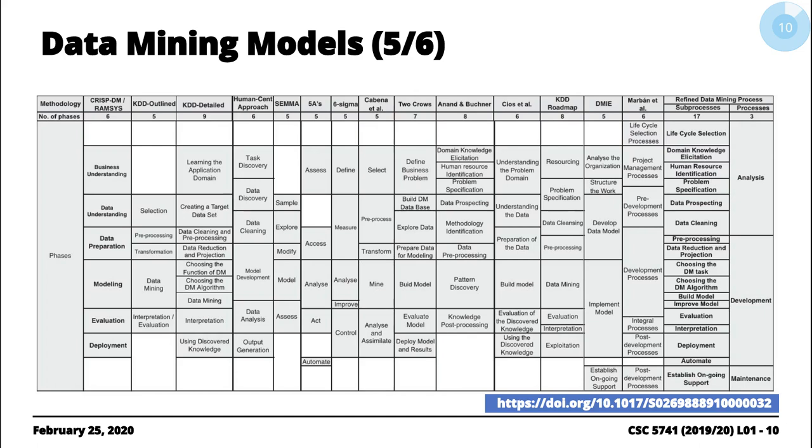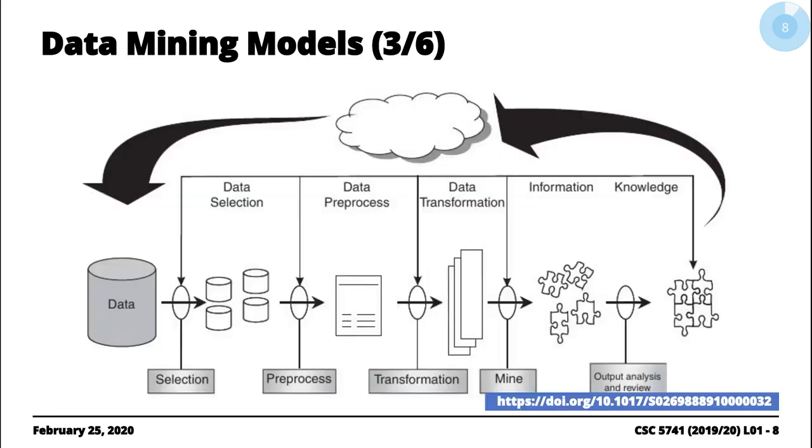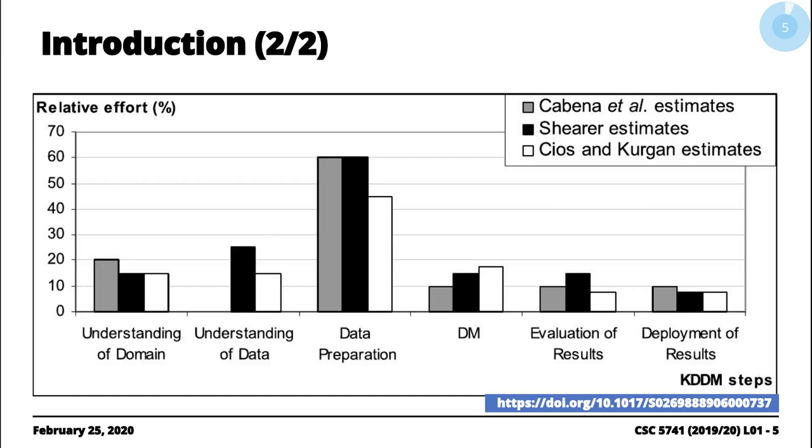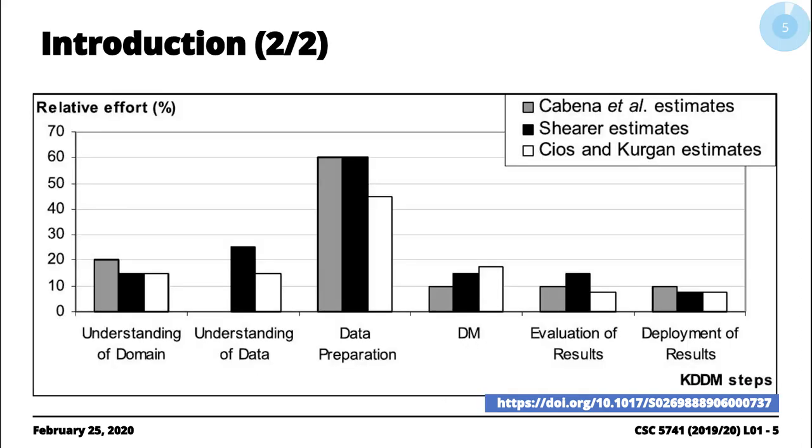And when you read this paper, what you realize is that one of the things that all these different models have in common is the fact that those two phases are the ones that are time consuming: data preparation and, I don't know if it was that understanding, these two parts, right? So irrespective of which model you look at, it's almost always the case that they'll bring out the fact, or highlight the fact, that these are the most involving parts.